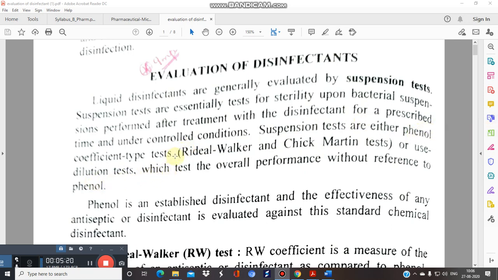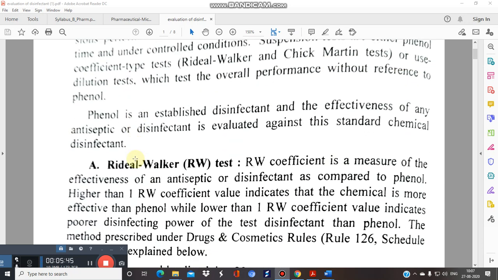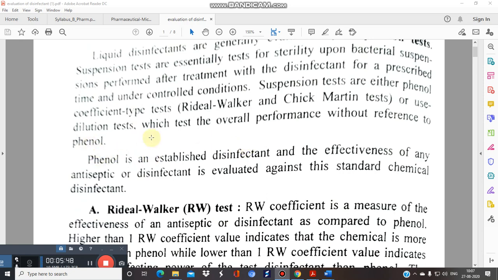In the phenol type, we will do two tests: the Riddle-Walker test and the Chick-Martin test, named after the scientists who invented these tests. So we will do these two tests in the evaluation of disinfectant under the heading of the phenol coefficient type. And there is another test, that is the dilution test.